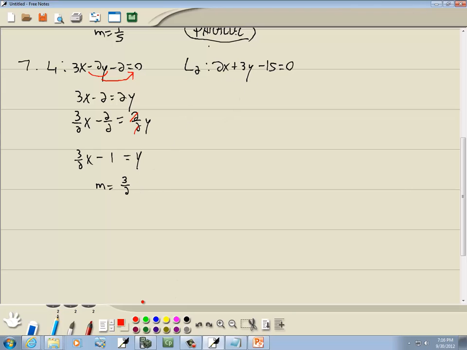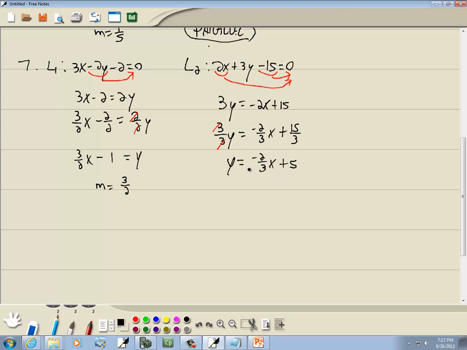Now we'll do the same thing on the other one. We want to get y by itself. So I'll take negative 15 to the right side, take the 2x to the right side. And we get 3y is equal to negative 2x plus 15. Anytime you take anything across equals, sign changes. Try and get y by itself, so we'll divide everything by 3. And 3's cancel. And we get y is equal to negative 2/3 x plus 15 divided by 3 is 5. Now again, if you have it in slope-intercept form, it's very easy. Your slope is whatever's before your x. So slope is negative 2/3.